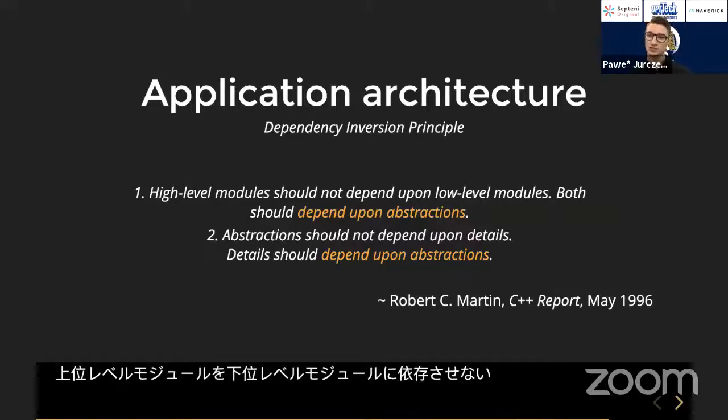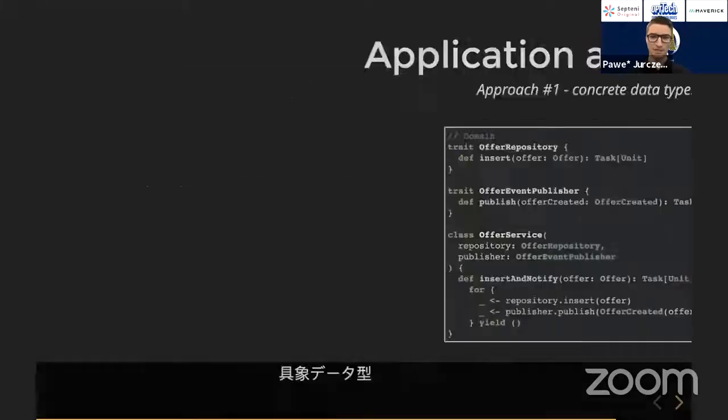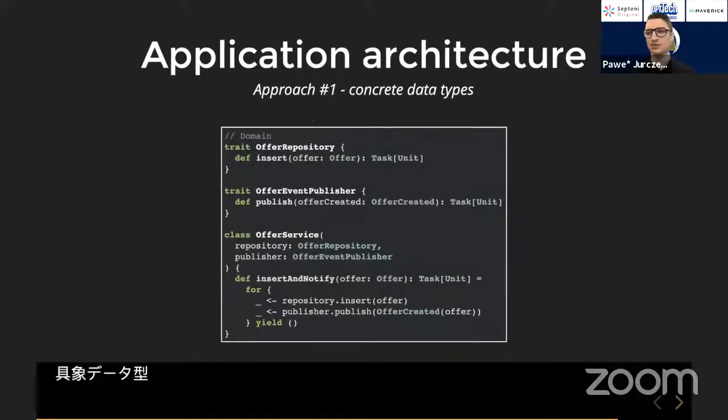So how does the dependency inversion principle compare with those approaches of structuring your Scala application? Let's look at the first approach. The first approach is to use a concrete data type all over your application. You will have a concrete data type basically in every place of your application. So in the domain layer, in the abstractions, in the interfaces, in the components that are using those abstractions, you will have a concrete data type. In this case, it's Monix Task.